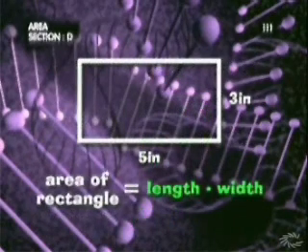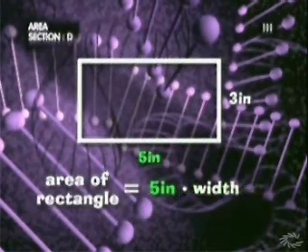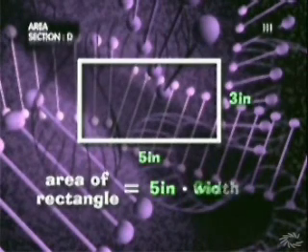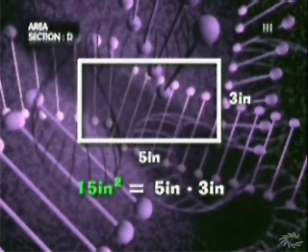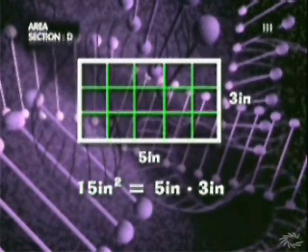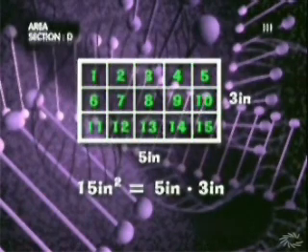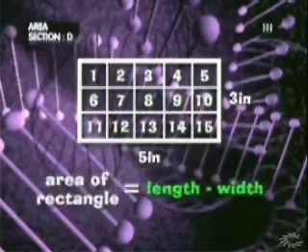The area of a rectangle is length times width. So for this rectangle, we multiply length, 5 inches, by the width, 3 inches. 5 inches times 3 inches equals 15 square inches. Let's take a look at the square inches. Each little square on the grid is a square inch. We can count the boxes and see that we're right. The area is 15 square inches. So the area of a rectangle is length times width.